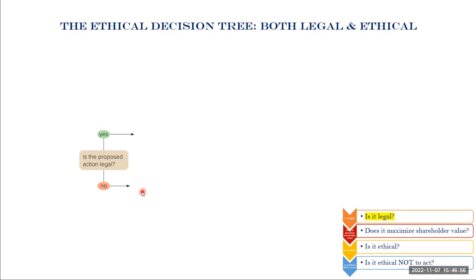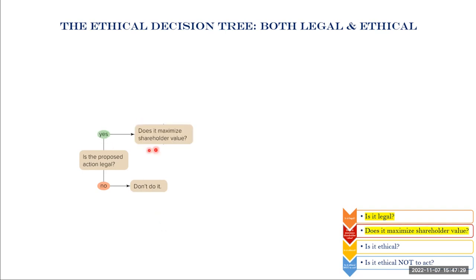Suppose the course of action you're going to take is illegal, because your root question is, is the proposed course of action legal? Suppose you're following this path, where the course of action is illegal. What do you do then? Well, it ought to be obvious what you ought to be doing if an action is illegal. You obviously should not do it because it is illegal. That should be obvious.